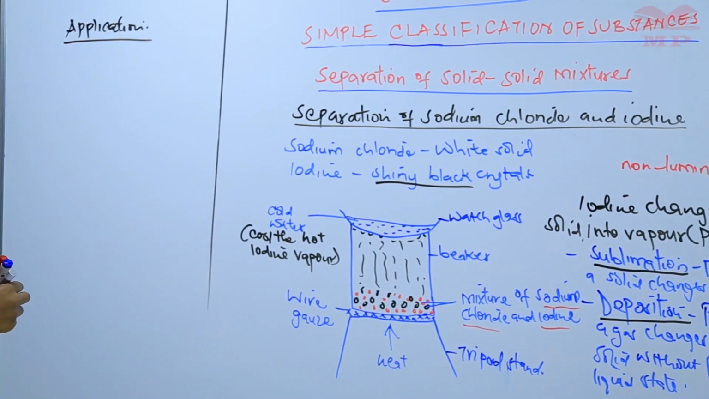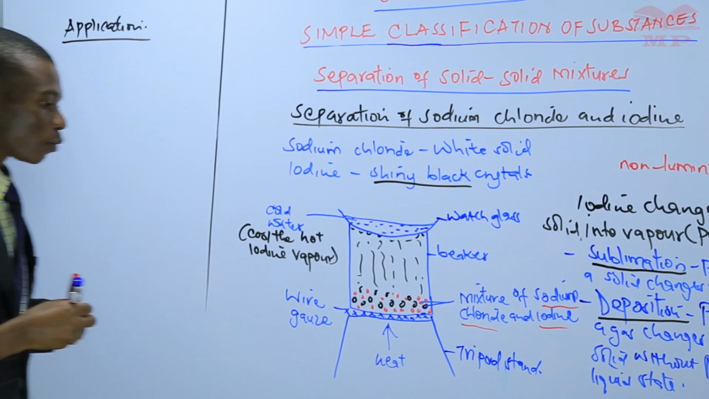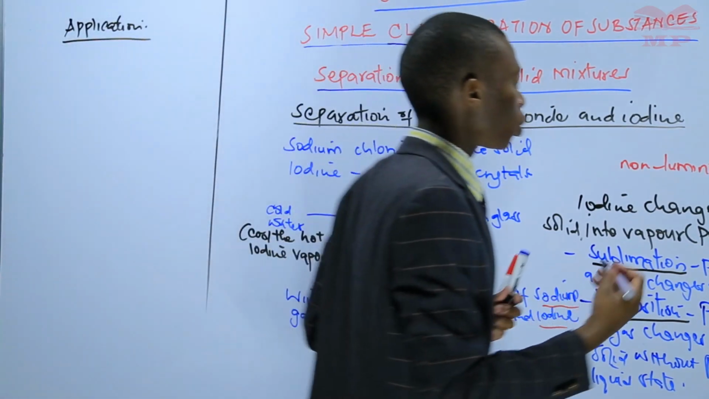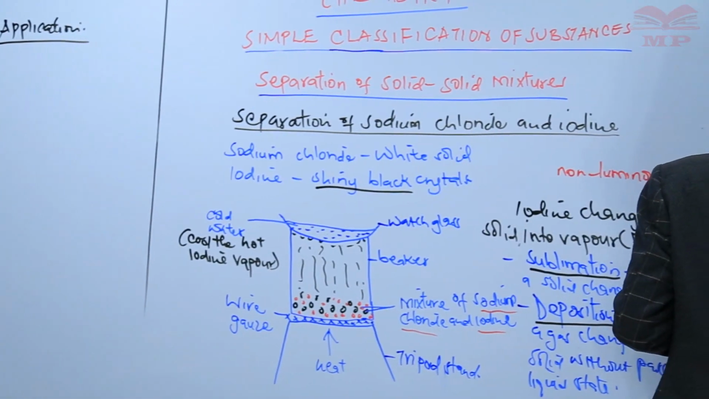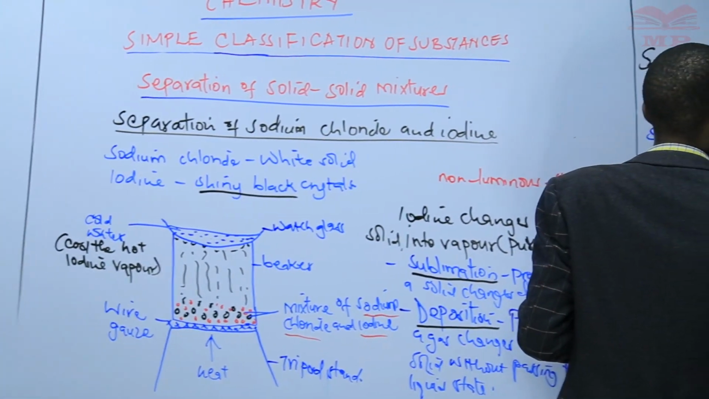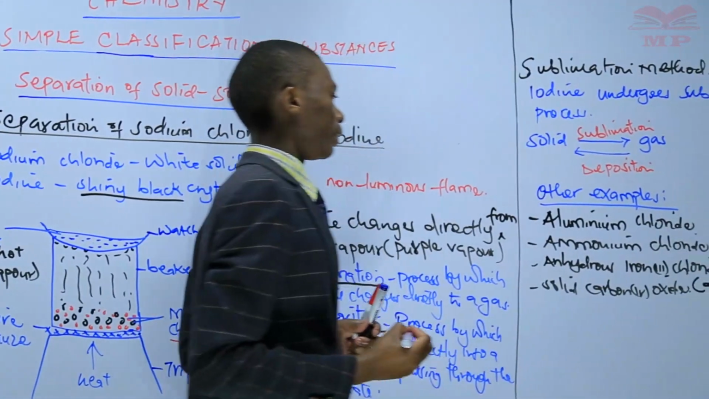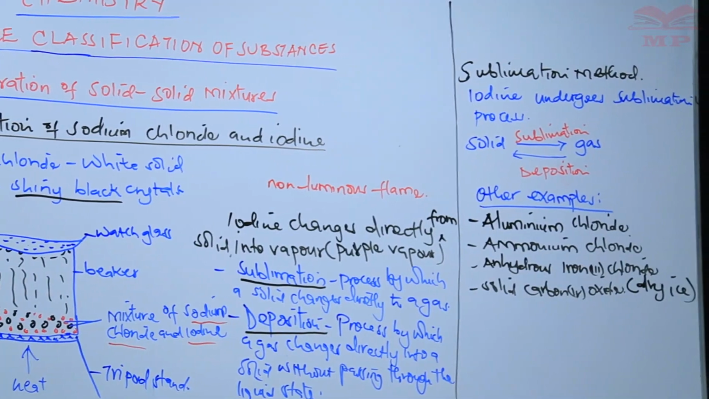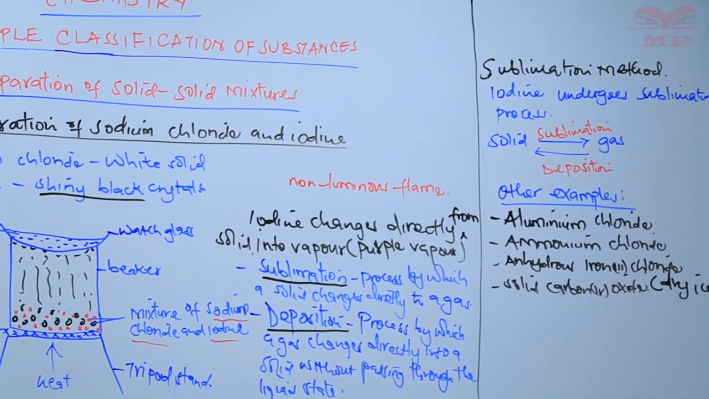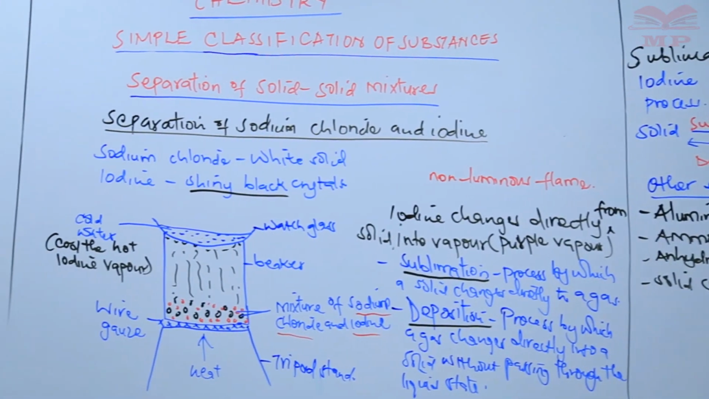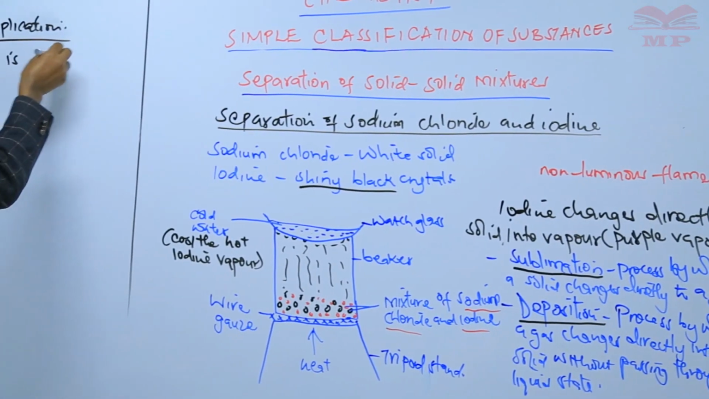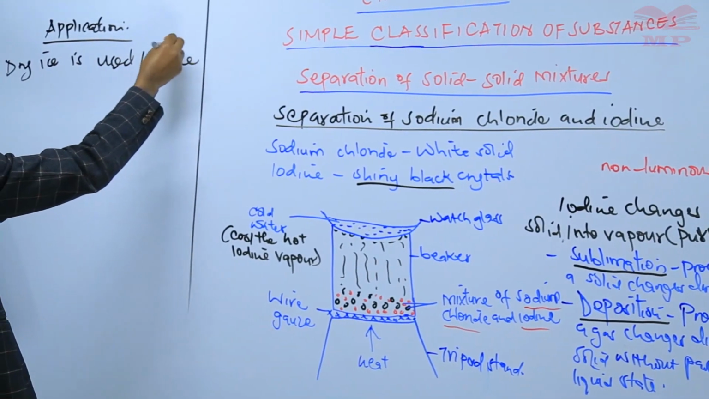We say that dry ice, I forgot to tell you that solid carbon dioxide is also called dry ice. Therefore, you can see that dry ice is used by ice cream vendors.